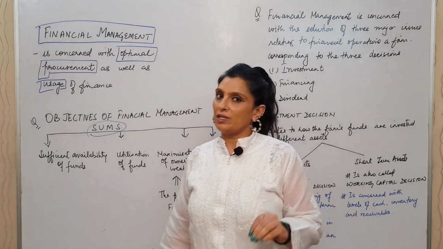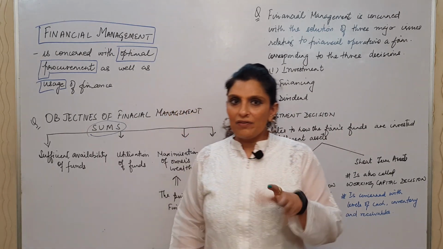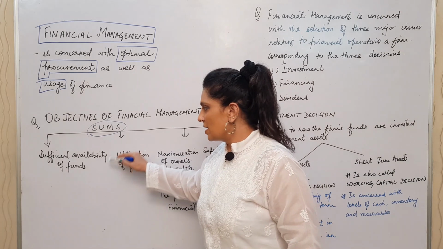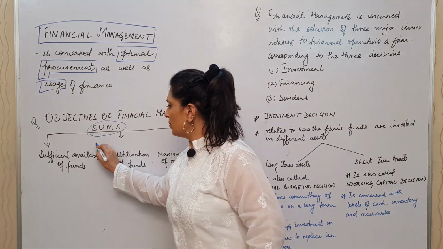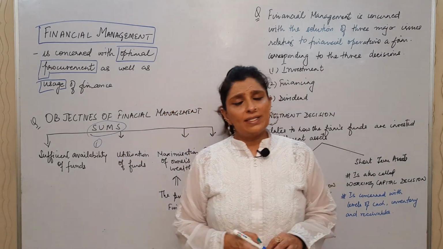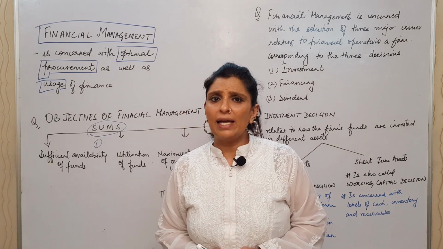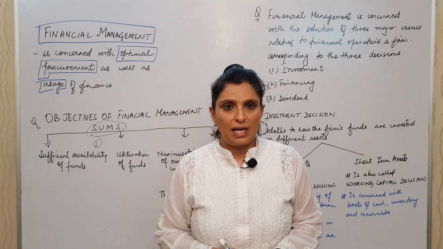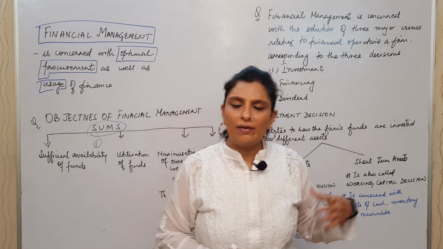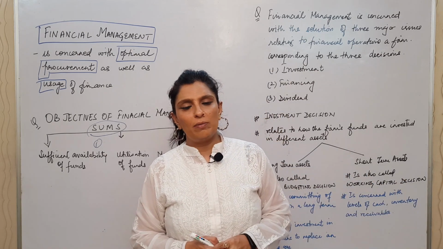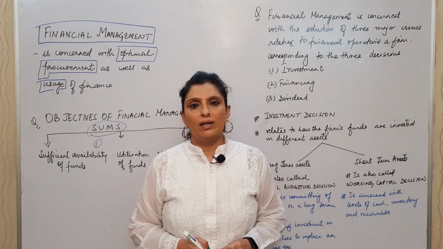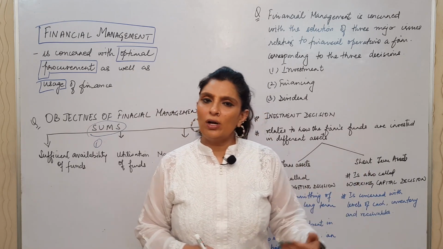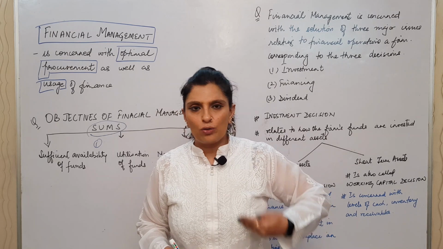The next is objectives of financial management. When we talk about objectives of financial management, I have given it an acronym called SUMS. First one is sufficient availability of funds. Now, for example, I need some money for a particular business purpose, and the funds are not available with me. So I go and ask one of my friends to lend me money. He says, come tomorrow morning. Probably that deal will not get finalized if I take it to the next day morning.